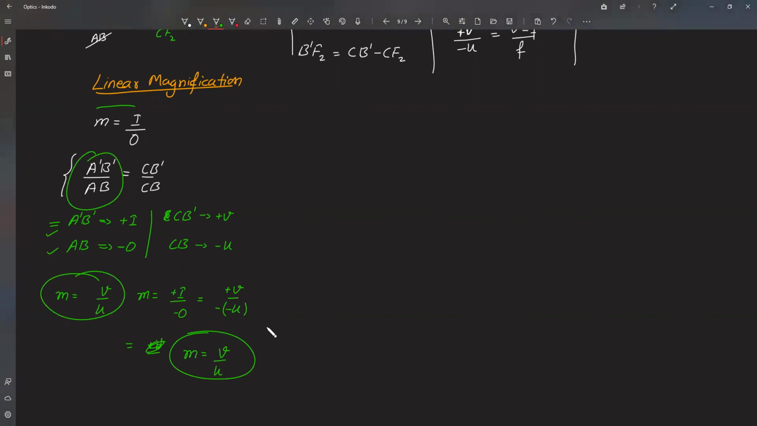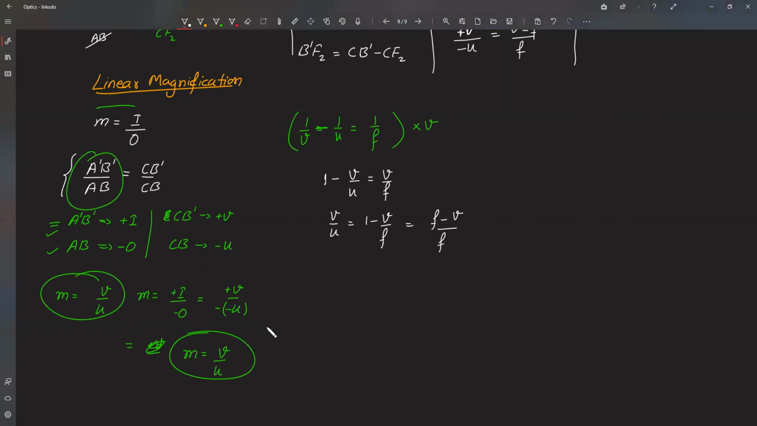So you have got magnification in terms of V and U, and we know that 1 by V minus 1 by U is equal to 1 by F. So we have to find what? We have to find V by U. So if you multiply this entire thing by V, what will you get? You will get 1 minus V by U equals V by F. So V by U is 1 minus V by F, or simply F minus V divided by F.